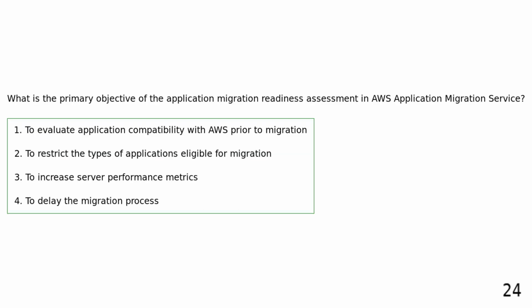What is the primary objective of the Application Migration Readiness Assessment in AWS Application Migration Service? To evaluate application compatibility with AWS prior to migration. To restrict the types of applications eligible for migration. To increase server performance metrics. To delay the migration process. The primary objective of the Application Migration Readiness Assessment in AWS Application Migration Service is to evaluate application compatibility with AWS prior to migration, identifying any potential issues or incompatibilities for a seamless migration experience.